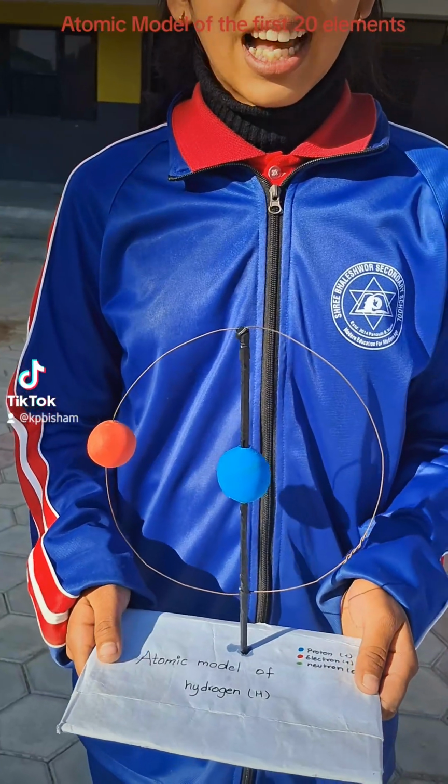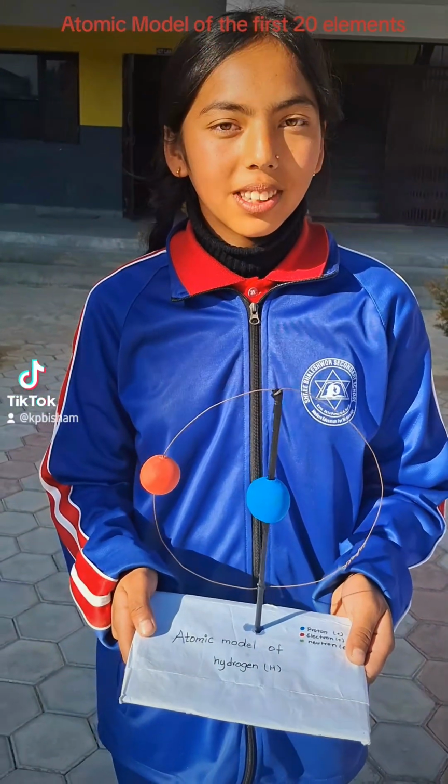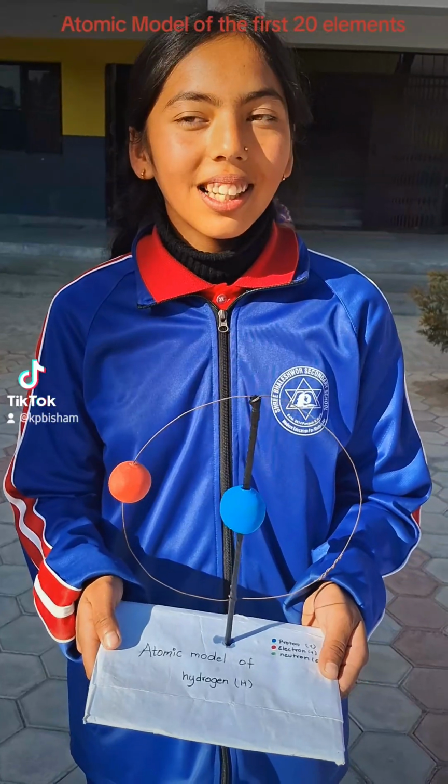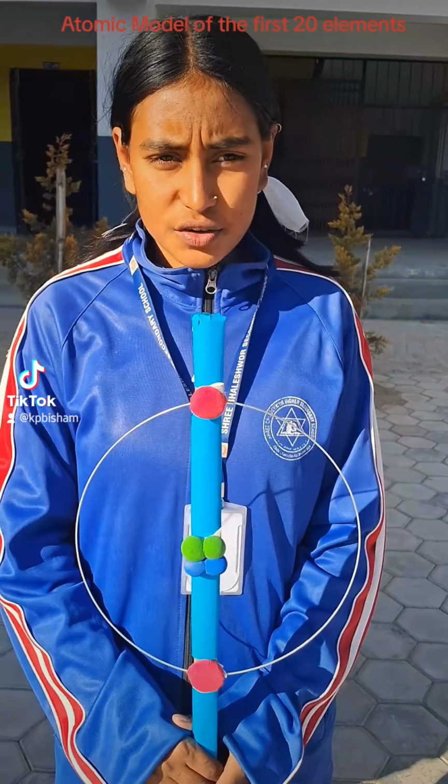Atomic model of the first 20 elements. Hydrogen has one proton in the nucleus and one electron in the K shell. It has no neutron. This is the atomic structure of helium. It has 2 protons and 2 neutrons.